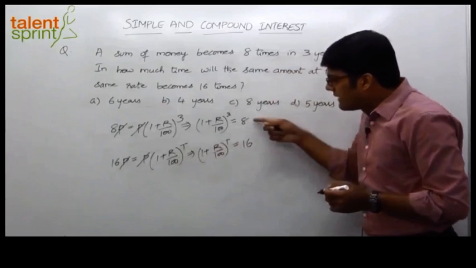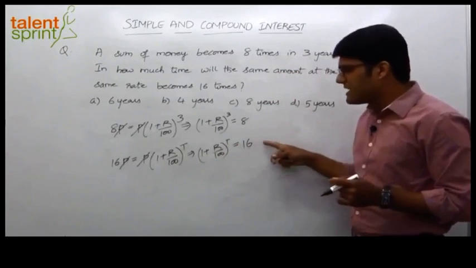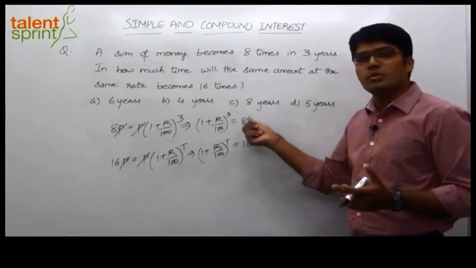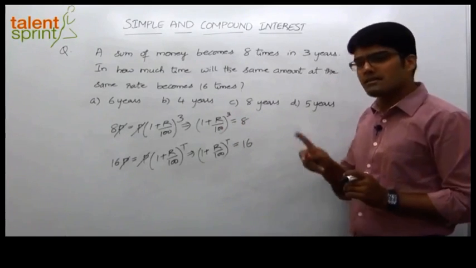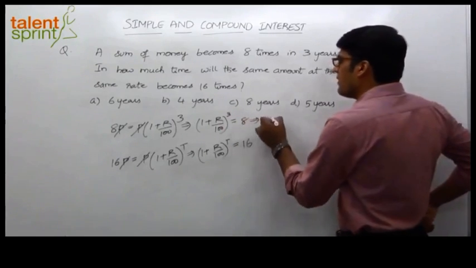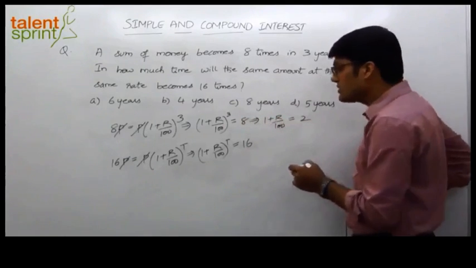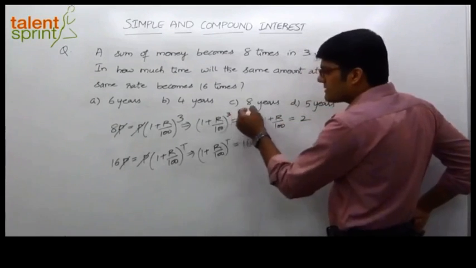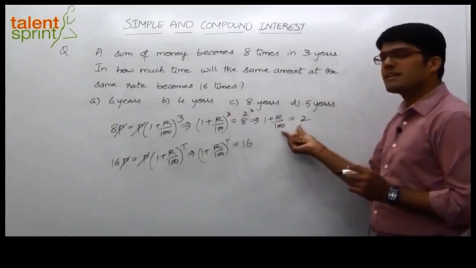Now in this case, 8 to 16 is difficult, right? 16 can be taken as 8 into 2. 8 can be replaced with (1 plus r by 100) whole cube, but again into 2 is there, so simplifying that becomes a little complex. The point is, you can say 1 plus r by 100 is equal to 2. How do you say that? See, 8 is equal to 2 cube. So the powers get cancelled. 1 plus r by 100 base, 2 is the base. So 1 plus r by 100 equals 2.